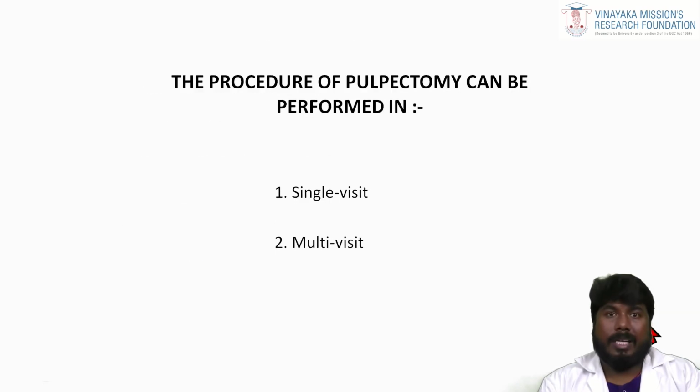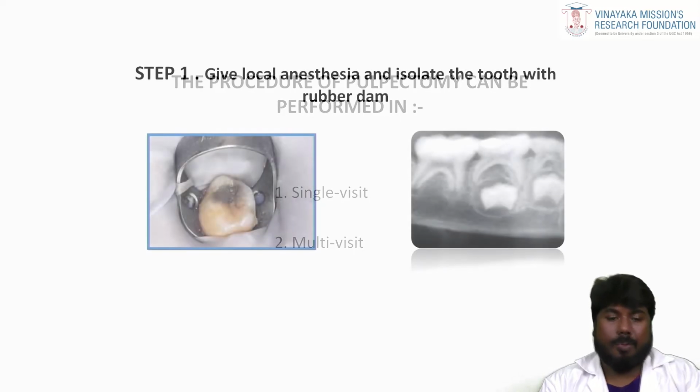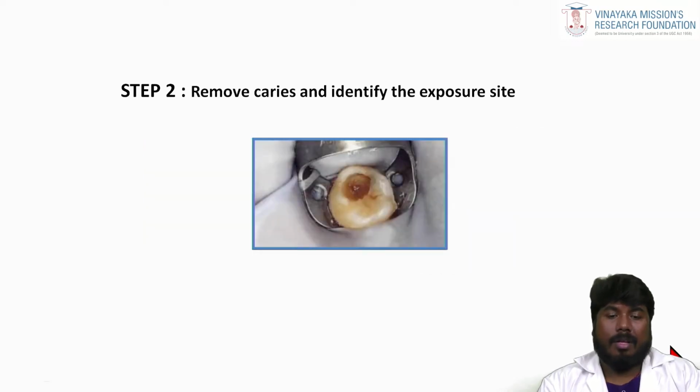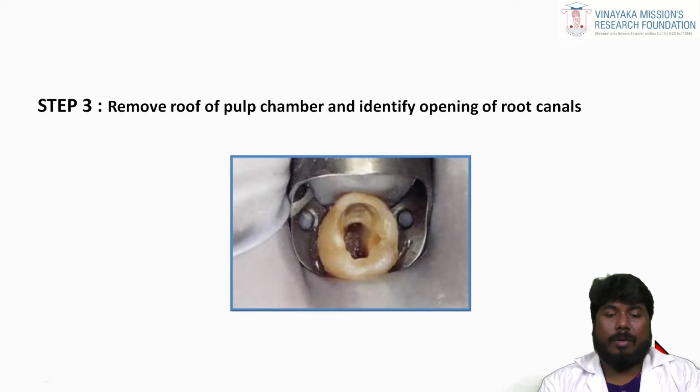The procedure of pulpectomy can be done in two types. One is single visit and the other one is multiple visit. The procedure of pulpectomy: Step 1, we need to give local anesthesia and isolate the tooth with rubber dam. Remove the caries and identify the exposure site. Remove the roof of the pulp chamber and identify the opening of the root canals.